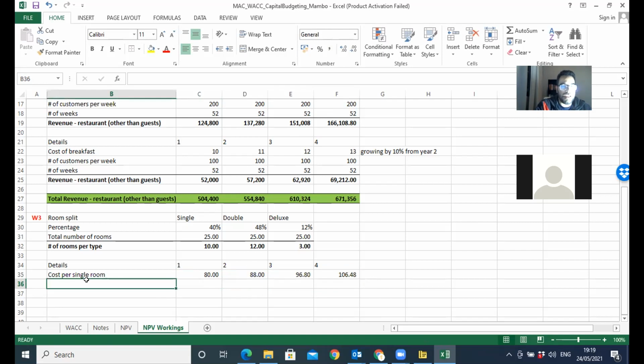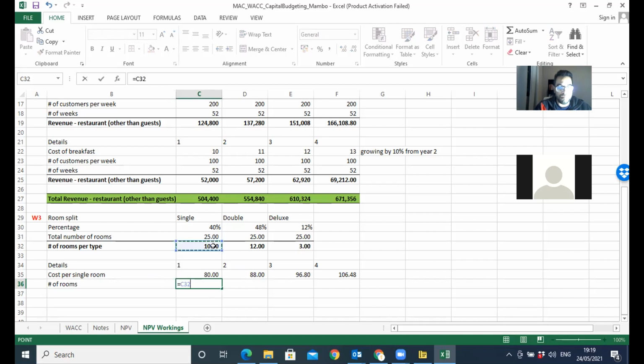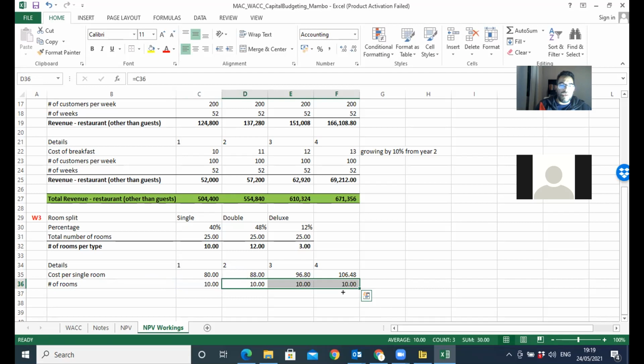Now we can say the number of rooms. So we already worked out the number of rooms, which is 10. So remember, to work out the revenue, it is going to be the cost per room, the number of rooms, the number of weeks, the number of days per week that the room is occupied, and the number of guests per room. So just keep working out the total revenue.